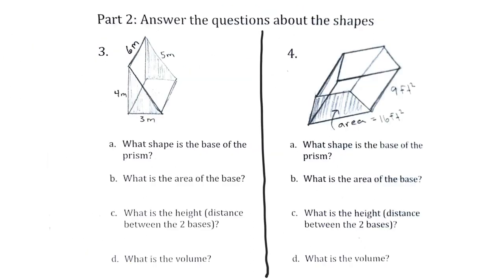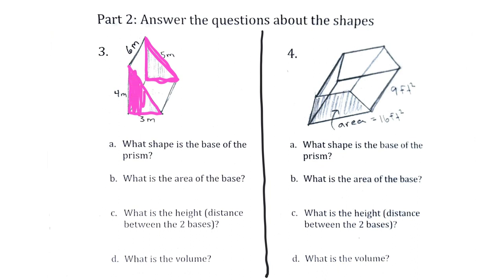All right, this is the second part of the worksheet, and this says answer the questions about the shapes. So let's start with question 3. It says, what shape is the base of this prism? So if it's a prism, the opposite sides that are the same would be the base shape.